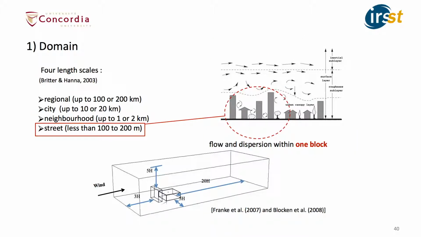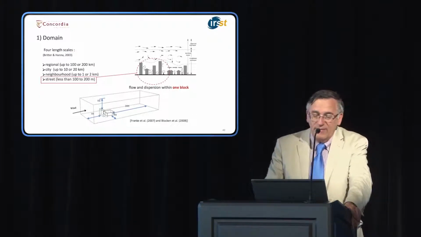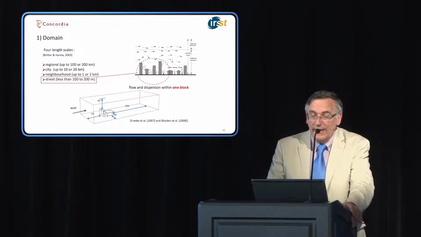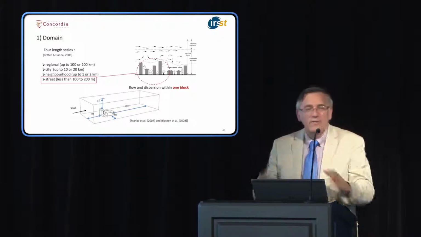When we talk about the domain, there was a very interesting reference a few years ago that talks about different length scales. We have the regional length scale, the city, and I give you the approximate dimensions here, the neighborhood scale, and the street scale, which is less than 100 to 200 meters, which is what we are interested in. So basically, we're dealing with a situation like that. You see some parameters here as to what the domain is going to be, and these have come out of detailed studies that have taken place in various places in the world to see what we really need for that.